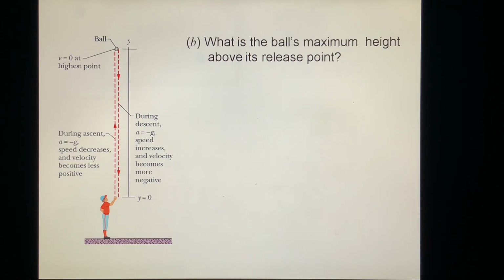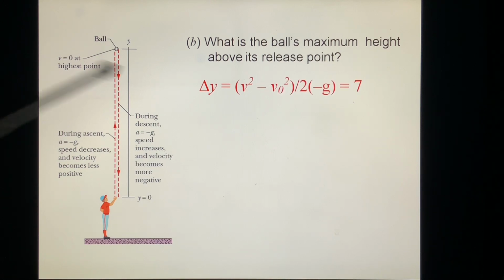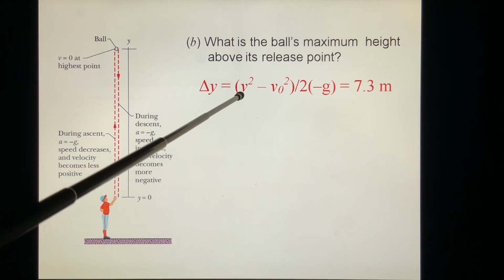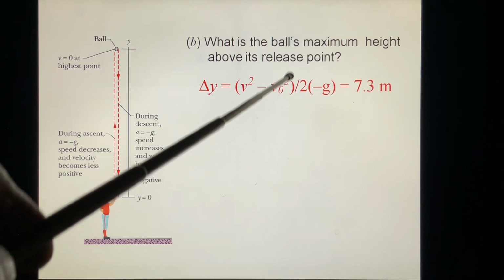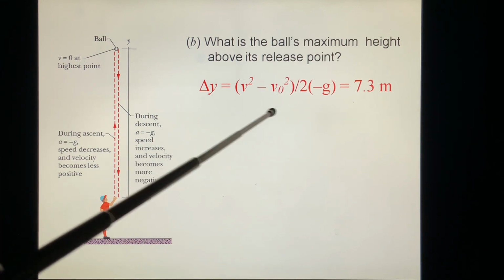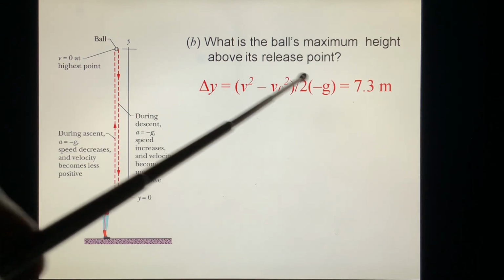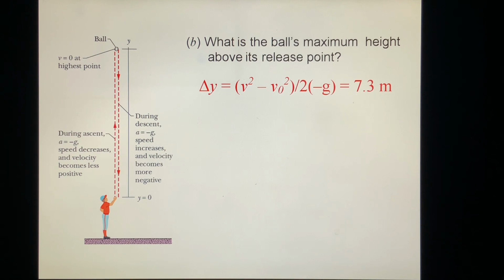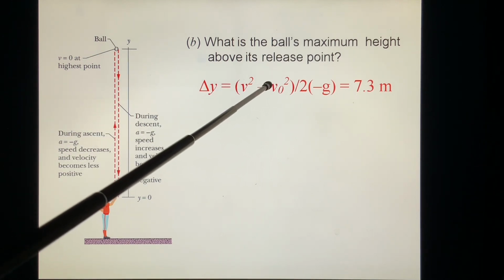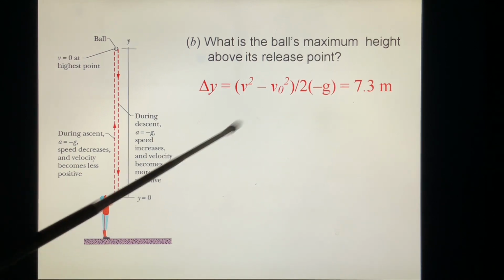Question B. What is the ball's maximum height above its released point? What is maximum height? We still use the condition that at the highest point, v is 0. So we take these three formulas out and we choose one. This is the one we use. V squared minus v0 squared equals 2 delta y g. We know this is 0, this is 12, this is g, we get delta y of 7.3 meters.